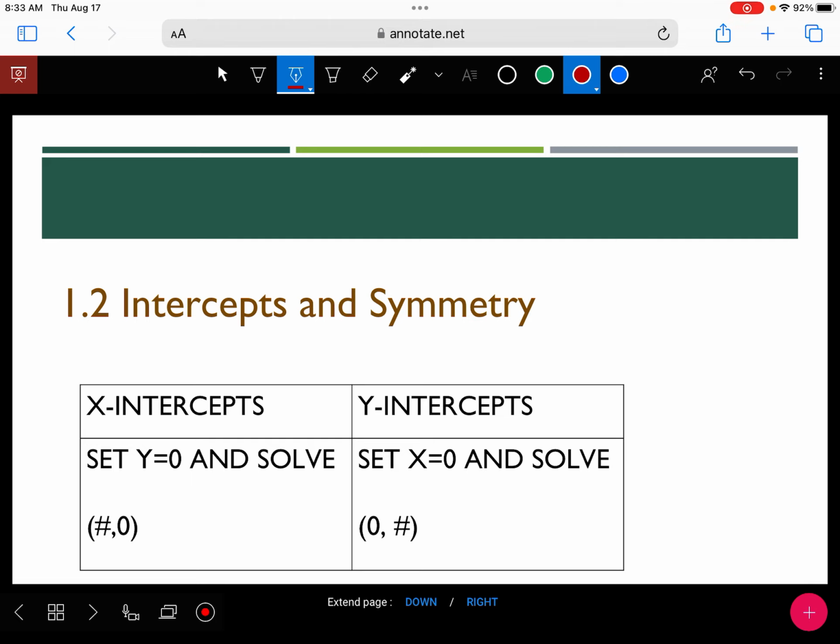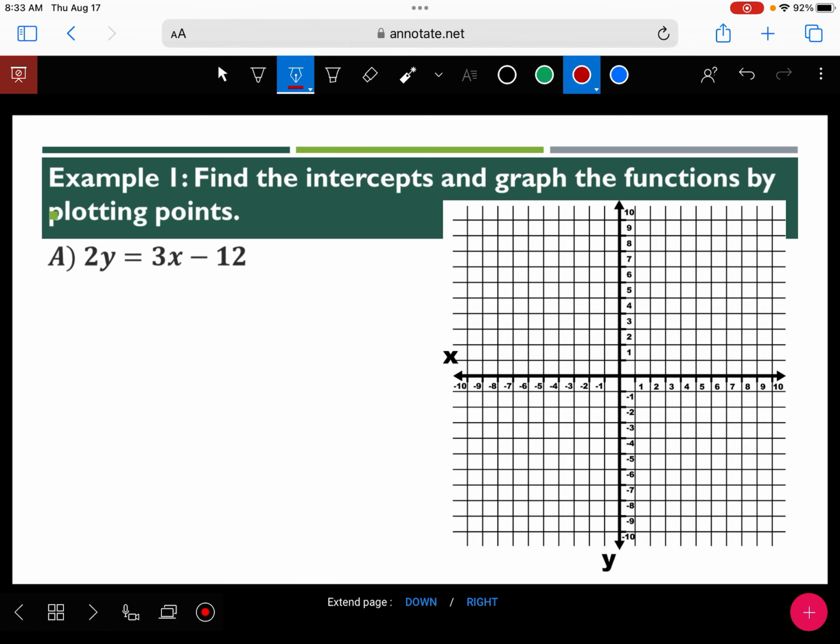All right, are we ready to get started? Anybody need more time? Okay, sure. All right, so let's go ahead. We'll look at this first one together. So we're going to find our x and y intercepts and graph it. So 2y equals 3x minus 12.